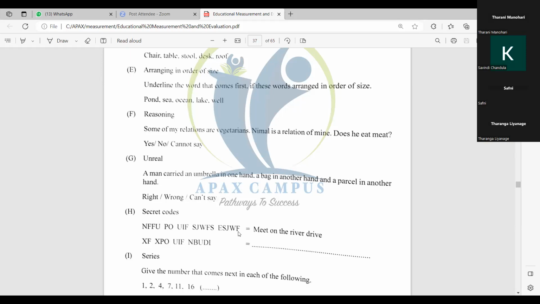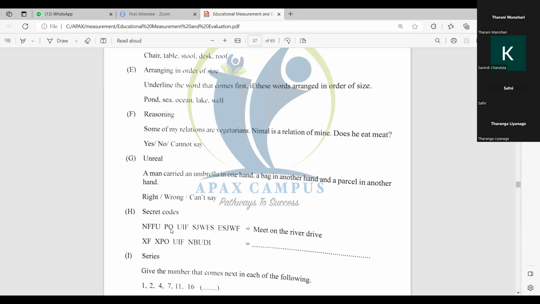Read this one. Now here it's a secret code, right? And the secret code is translated here. So carefully study this one. The secret code stands like this: the letter before this one. For example, N stands for M, the letter coming before N. F stands for E, the letter coming before F. U stands for T, again the letter that is coming before U. So the first word is MET, right?